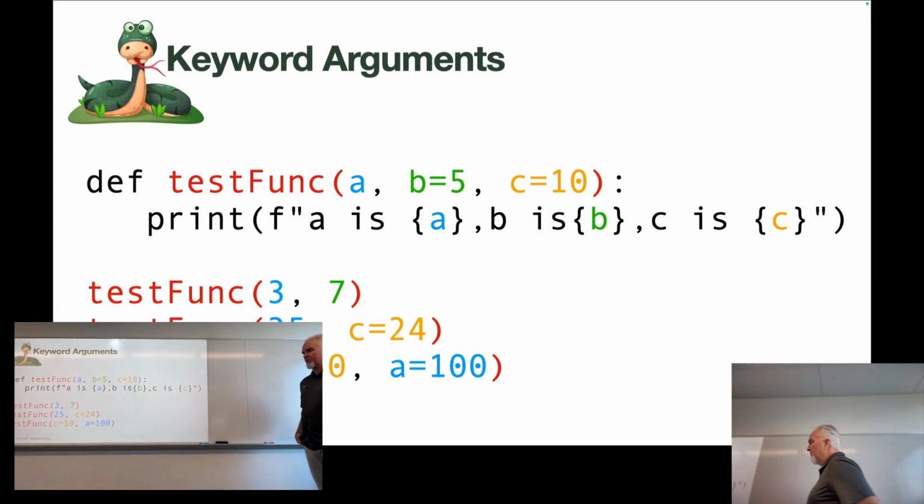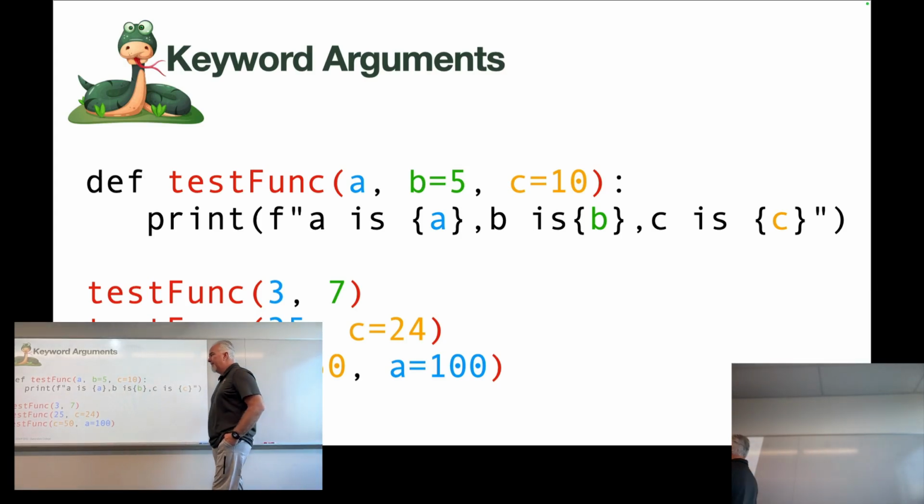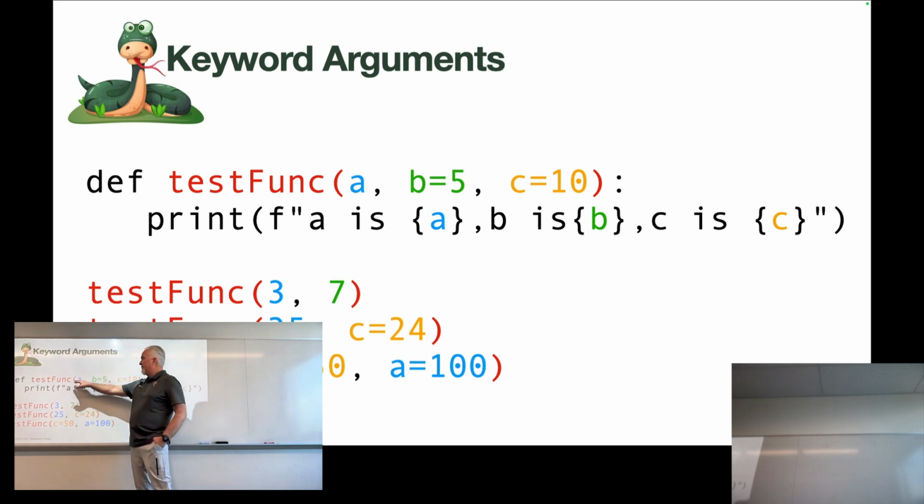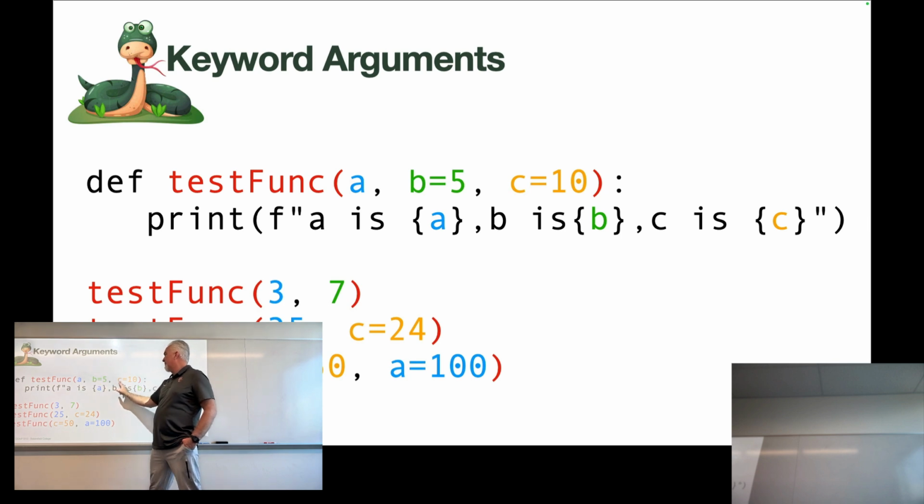Okay, so this is another one. Keyword arguments is what I was just showing you. I have another function here called test function, and it takes 3 arguments. A, B, and C are the parameter names. You can see A is required. I have to give A. If I don't give A, error. B and C are optional. They have default values of 5 and 10.